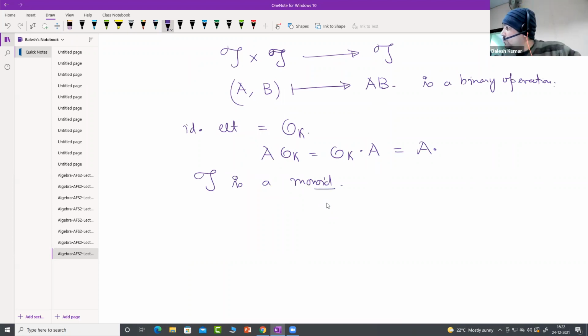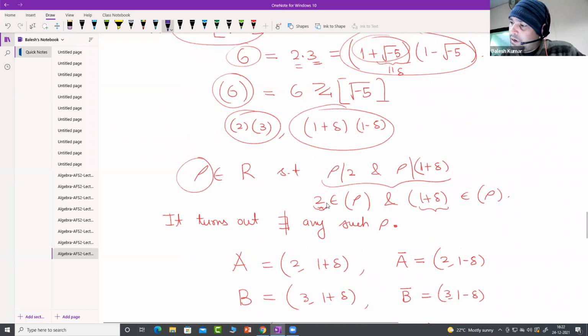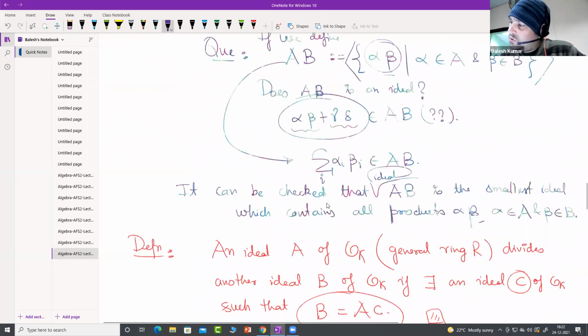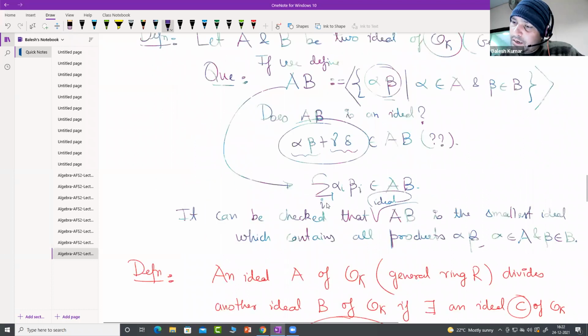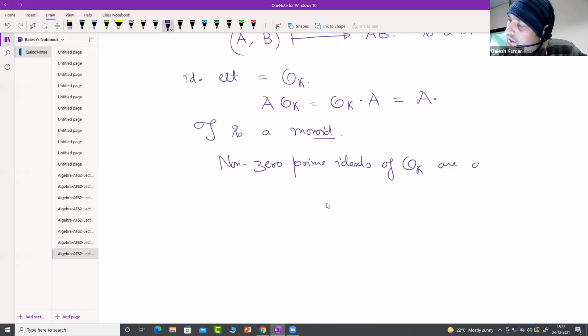Since, as we have said, OK is a Dedekind domain, every ideal can be written as a product of prime ideals. So for this monoid, these prime ideals are the generators. The non-zero prime ideals of OK are generators for script I.